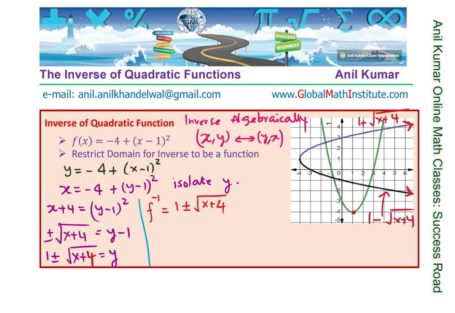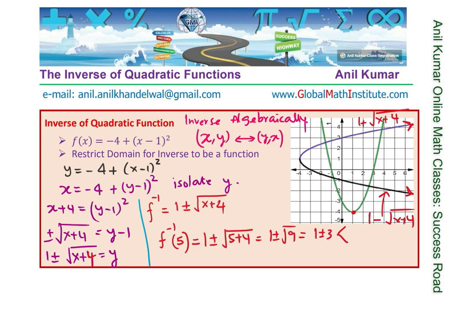Now, the exercise for you is to find the values, right? So, can you evaluate what is f inverse of, let us say, 5, right? So if I want to evaluate f inverse of 5, I'll basically substitute x as 5, right? So I'll have 1 plus minus square root of 5 plus 4, right? Which is 9. So I get 1 plus minus square root of 9, which is 1 plus minus 3, right?